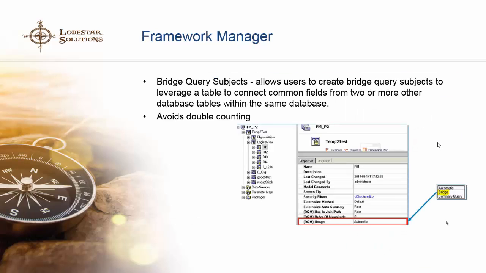There are a number of Framework Manager updates in this release. The first is Bridge Query Subject. This allows the user to create a bridge query to leverage a table to connect common fields from two or more other database tables within the same database. This is new. There was never a good way to handle bridge tables before. What this does is help avoid double counting and some of the other issues that may come up.